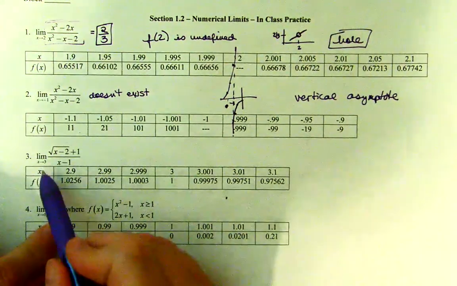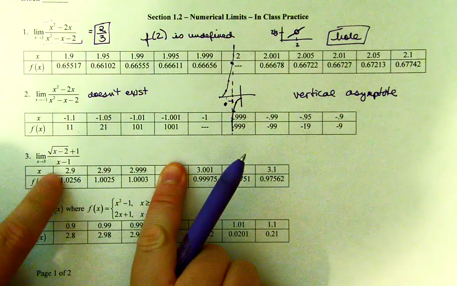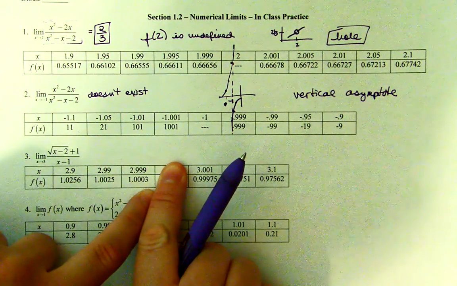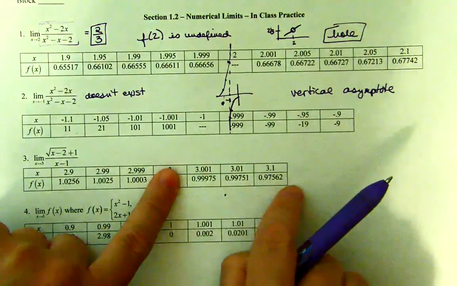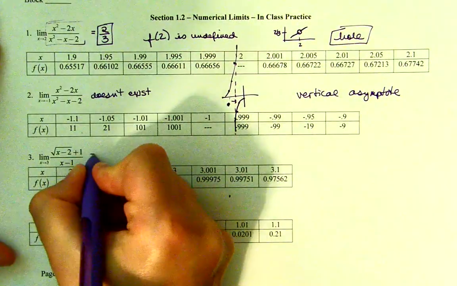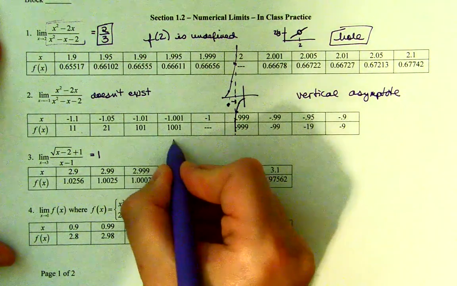Well, let's see. As I'm getting close to 3, I don't care about what's happening right at 3. As I'm getting close to 3 from the left side, it looks like it's getting kind of close to 1 for a y value. Same as I'm getting close to 3 from the right side. I'm going to say my limit is 1, which actually is the same as the value of the function there.